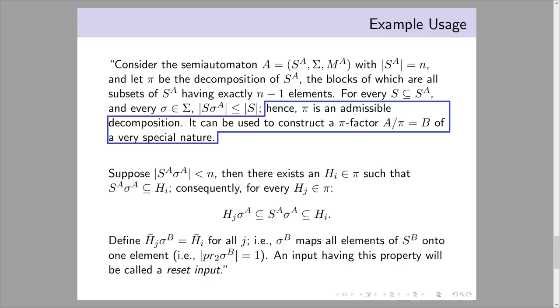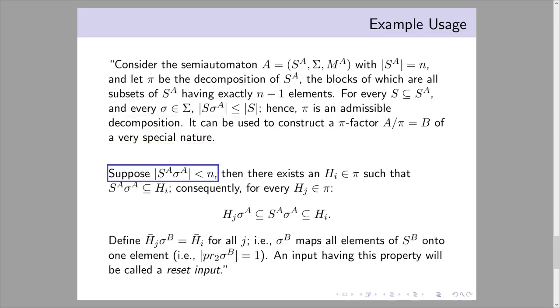It can be used to construct a pi factor, A over pi, which we'll call B, of a very special nature. And again, don't worry so much about that, just know that we're constructing a new automaton B. Suppose the size of S_A sigma_A is strictly less than n. That is to say that the image of the character sigma as a function is not the full set of states. In other words, there's some state that does not get mapped to.